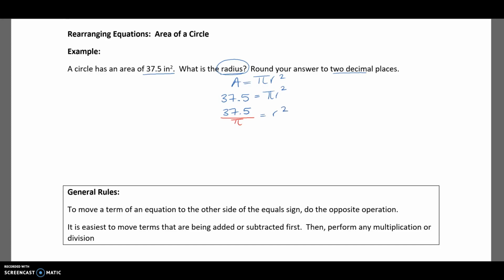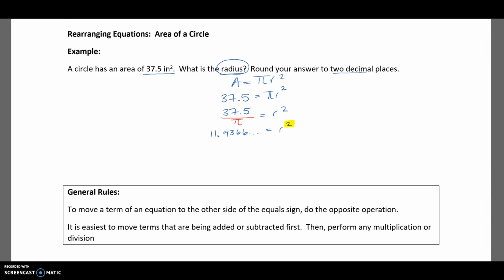You can do that step on your calculator and you should get a long decimal number, 11.9366, and the decimals go on. It's important that you don't round early, so keep that number on your calculator so you can use it again in the next step. Notice that this is the value for not r, the radius, but r squared.